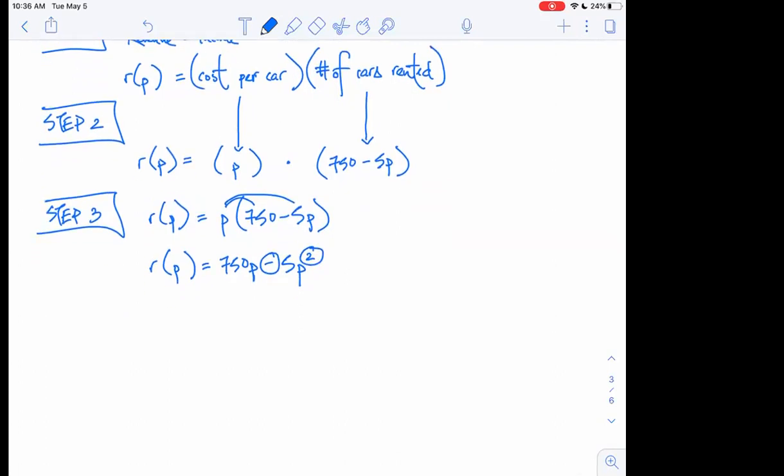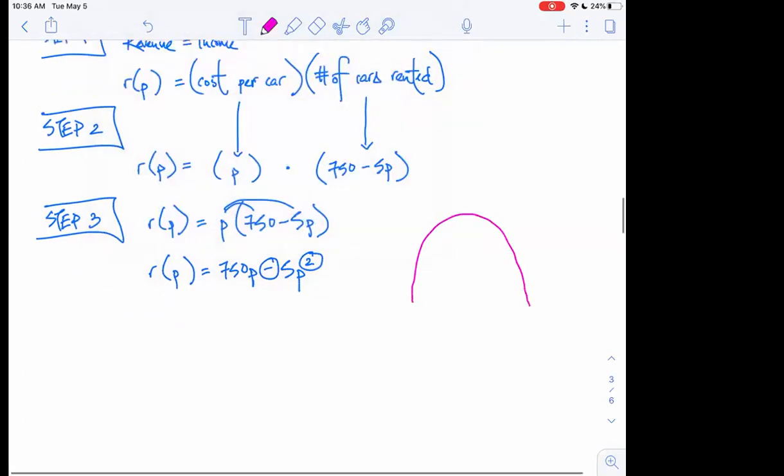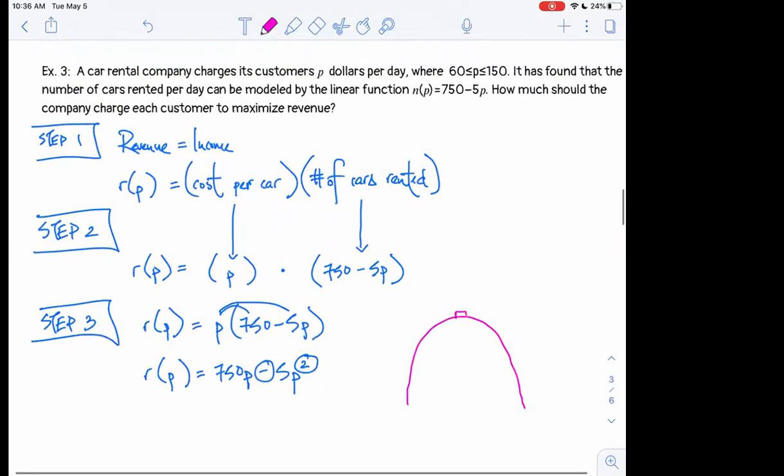So if I think ahead a little bit, I could go back and check my answer by graphing this. I know I'm going to have a parabola, and I know at the vertex, the coordinates will be the cost, comma, the revenue. So whatever number I get for P after I take the derivative, set it equal to 0 and solve, that will give me the cost that I should charge the customer.